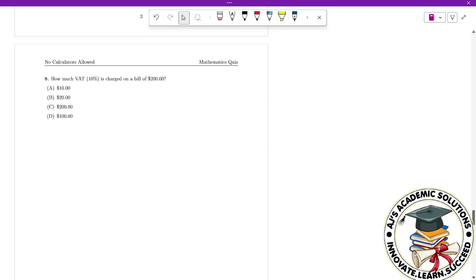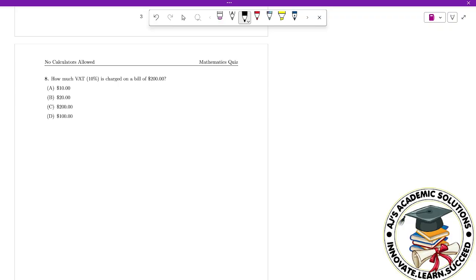Moving on. How much VAT, 10%, is charged on a bill of $200? Now, I know for us here in Guyana, we don't really deal with the cents. That's part of how questions would come. But just pay attention that this here is 200.00. So the 200 is the dollars and the 0.00 represents cents.